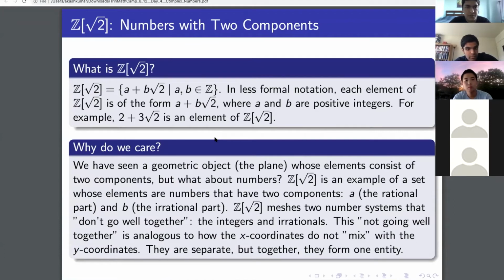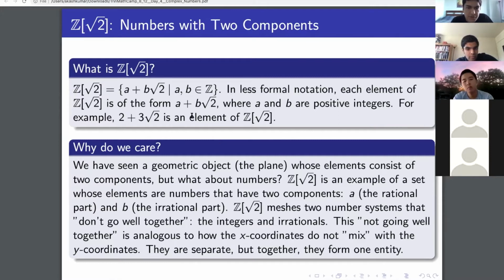So that's just what Z adjoined root 2 is. And now let's get into why we care. What's important about this set? As I said earlier, before we saw a geometric object, the plane, whose elements had 2 components, but now we're seeing an example with numbers.